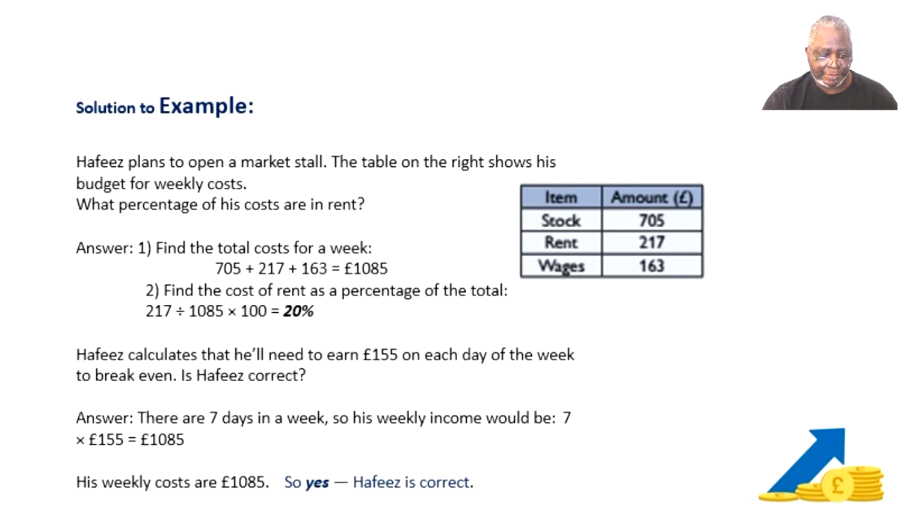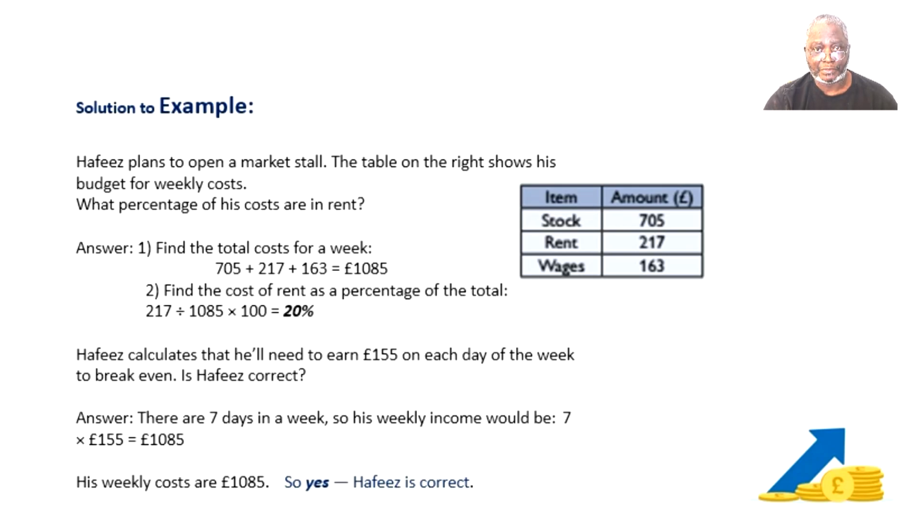Hafiz calculates that he'll need to earn £155 on each day of the week to break even in his business. Is Hafiz correct? Break even means earn enough money that is exactly the amount of money you spend for the week. Right? So income must equal expenditure. That is the break-even point. The answer, there are 7 days in a week. So his weekly income would be 7 times 155, which is equal to 1,085. So the answer, yes, Hafiz's calculation is correct.